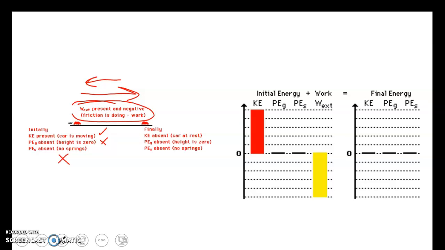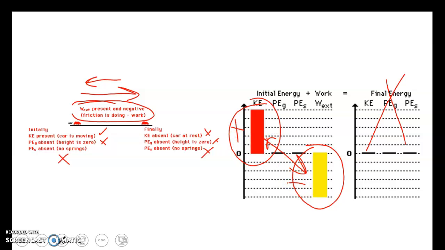Now, at the end, the car is at rest, so there's no kinetic energy. The potential energy, there's no change in height, and there's no springs. So that means at the end, our final energy has nothing on there, okay? Which means our kinetic energy has to equal the external energy or the friction present. Since these two are opposite, one positive, one negative, that equals 0 when you add them together, therefore no final energy at the end.